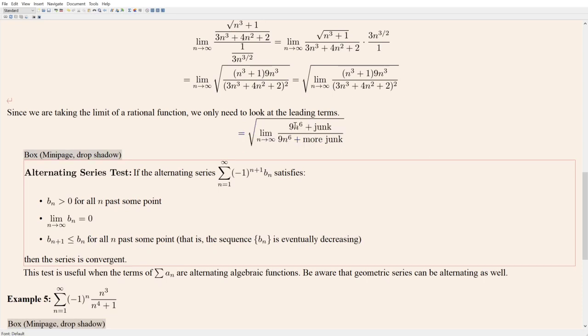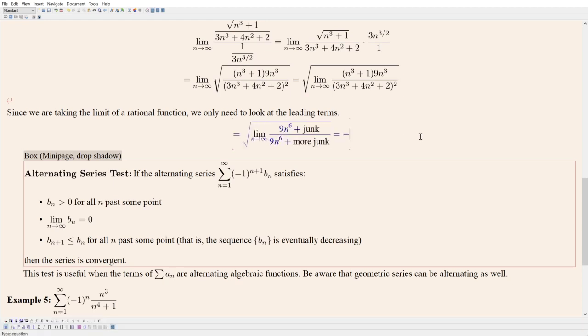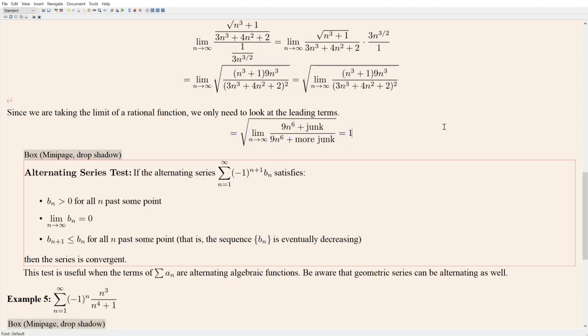Okay, so the degree on the top is 6, the degree on the bottom is 6. That means we only need to take the ratio of the leading coefficients. That's 9 over 9, which is 1. So the whole dude is just the square root of 1, which is 1.